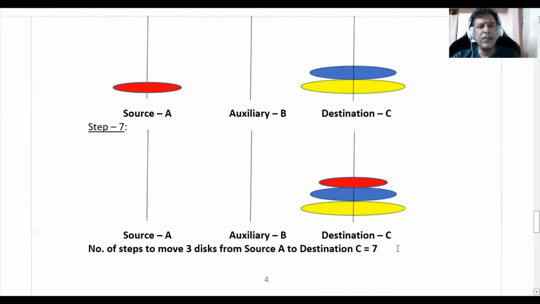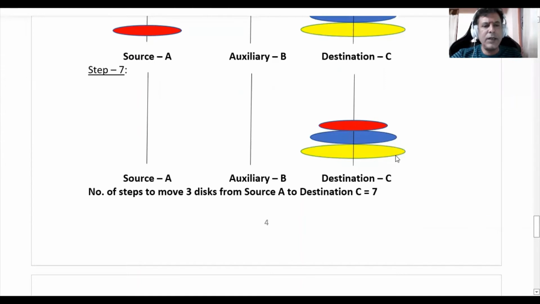Now that we have already seen, if it is 1 disk, it is going to take 1 step only. If it is 2 disks, it is going to take 3 steps. If it is 3 disks, it is going to take 7 steps. Let us put this in. Let us see the table now.